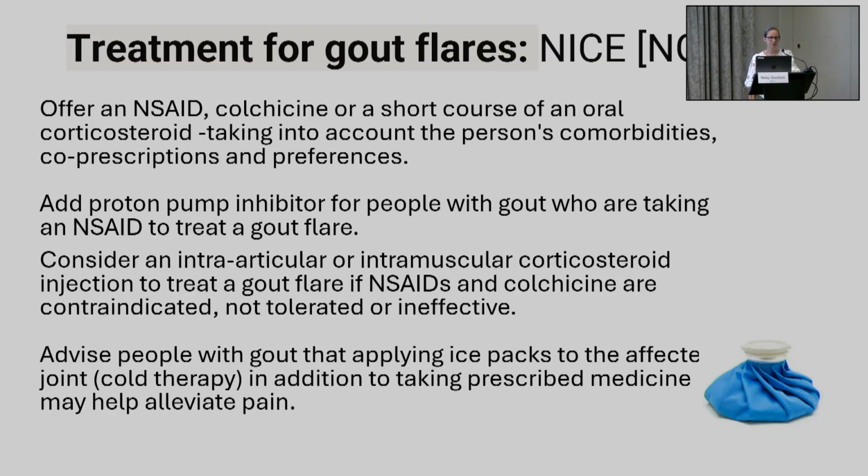So again, this is from the NICE guidelines. Treatment for gout flares, offer an NSAID, colchicine, or a short course of oral corticosteroids, taking into account the person's comorbidities, co-prescriptions, and preferences. Add a proton pump inhibitor for people with gout who are taking an NSAID to treat a gout flare. Consider an intra-articular or intramuscular corticosteroid injection to treat a gout flare if NSAIDs and colchicine are contraindicated, not effective, or not tolerated.